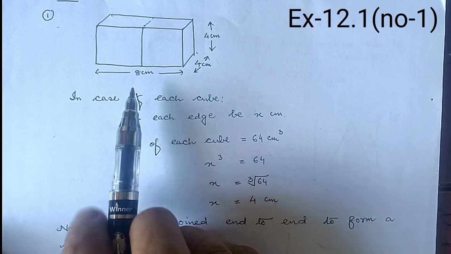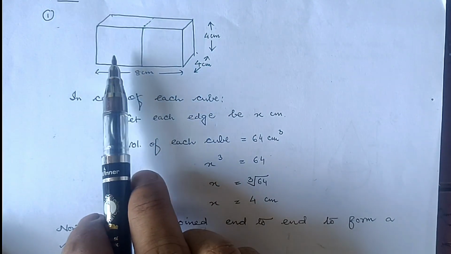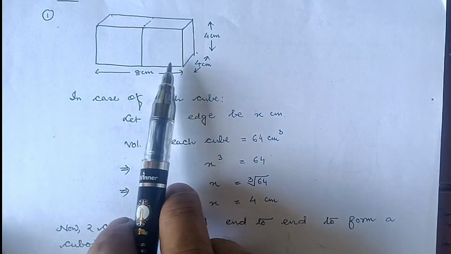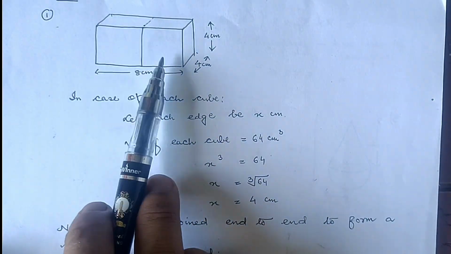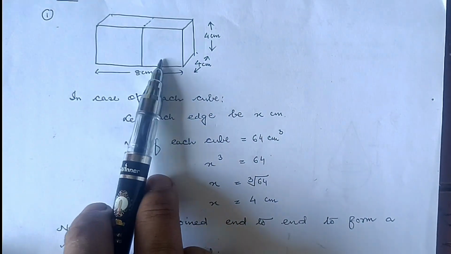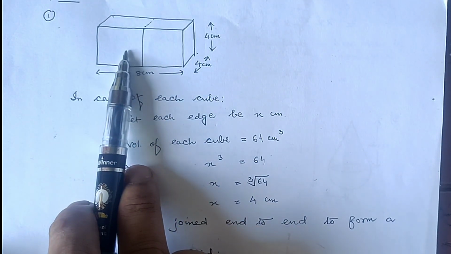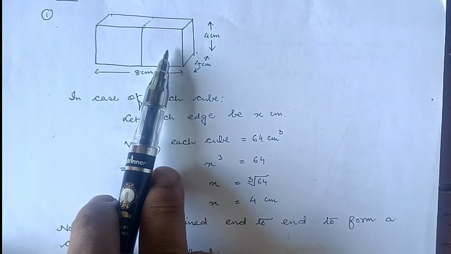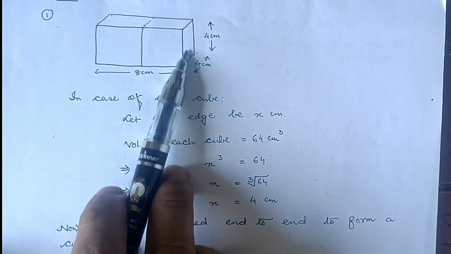Now as given in the question, two cubes each of volume 64 centimeter cube are joined end to end. Find the surface area of the resulting cuboid. Here this is the first cube, this is the second cube. We have kept them side by side. As given, the volume of this cube is 64 centimeter cube, and the volume of this cube is also 64 centimeter cube. We have to find the surface area of this cuboid.